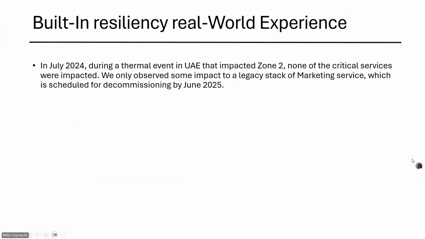So here's a real world example of how availability zones have helped us. Back in July 2024, there was a thermal event in UAE that impacted a particular zone. However, none of the critical Dynamics 365 or Power Platform products and services were impacted.